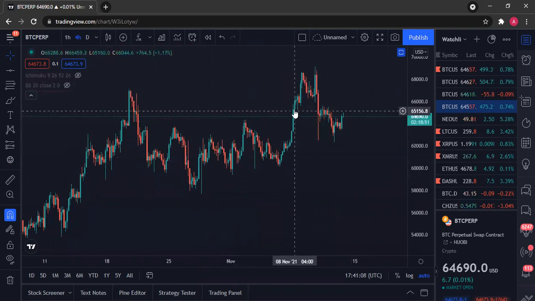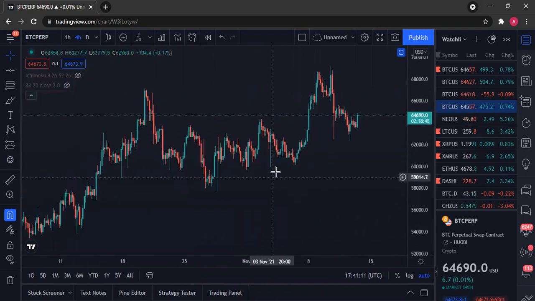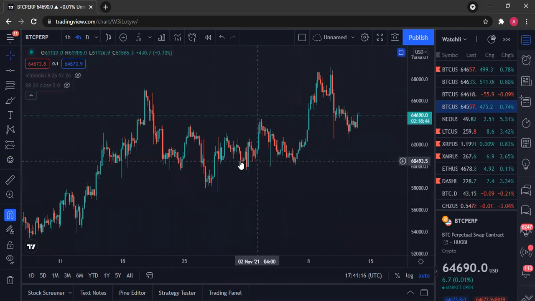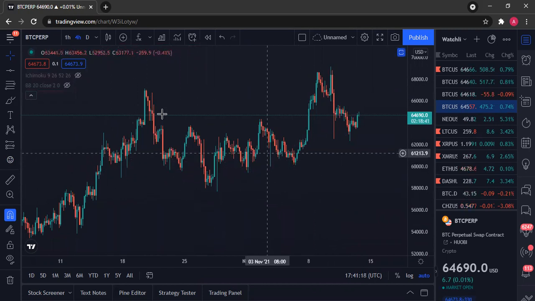So now, if I'm to draw, this is a plain chart. Let's identify some support and resistance. I can see that this is a level here. I can see a level here. I can see a level here where the market has bounced.